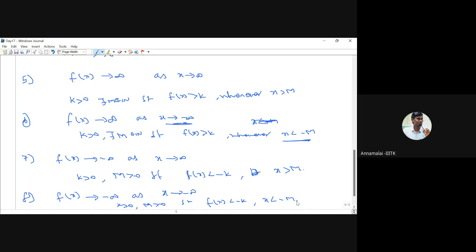So these are the definitions of the limit of a function f at infinity. Okay. Now we discuss some examples.